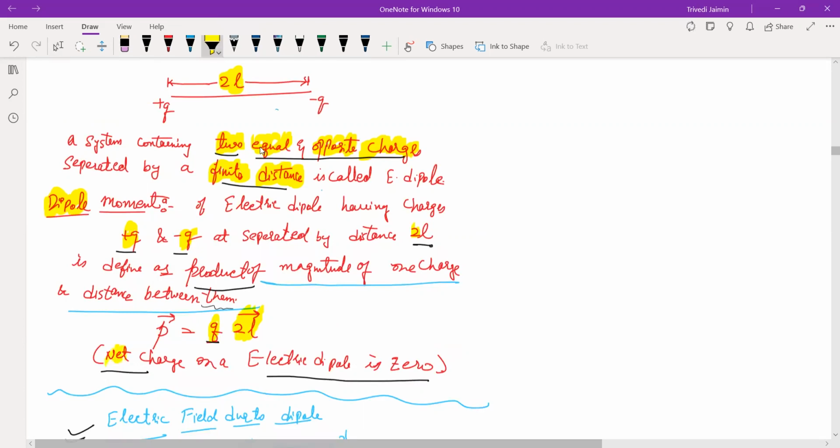Net charge on an electric dipole is 0. Plus q and minus q will become 0, the total charge. Are you understanding dipole moment? Yes, sir. Okay, so make a note. Done, sir.